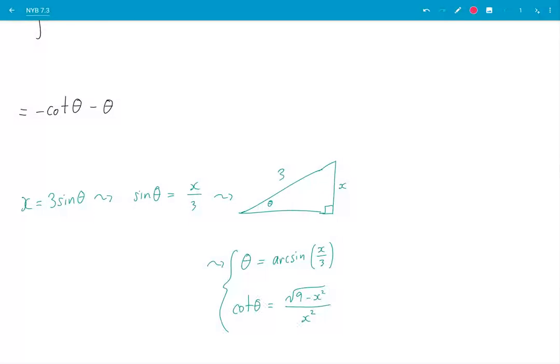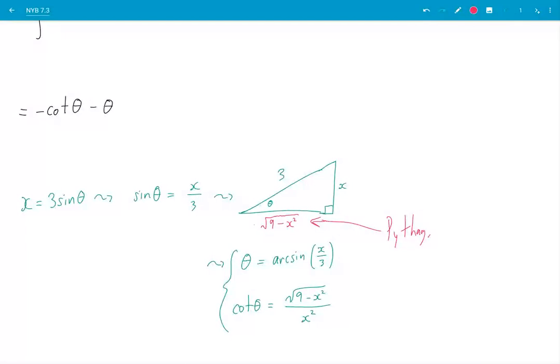So pause and copy. Again, to find this side length here, you'll use Pythagoras, and you'll get the square root of 9 minus x squared via Pythagoras. Let's write Pythag here. I used Pythag to get that. The x and the 3 were given when I solved for sine theta here.